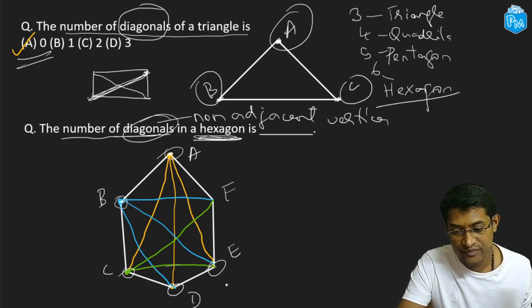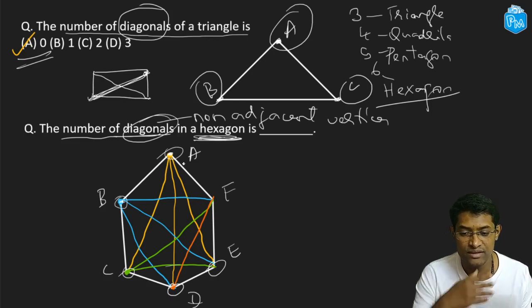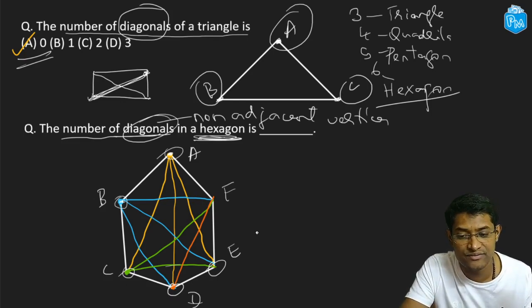Alright, now let me go to vertex D. What are the points with which I can join D? Remember, I am trying to join non-adjacent vertices. So I can join D and F, right? D and B and D and A are already joined. So I can join D and F. Now with E already I have joined C, B and A, and with F already I have joined B, C and D. So I've drawn all the possible diagonals of this hexagon.